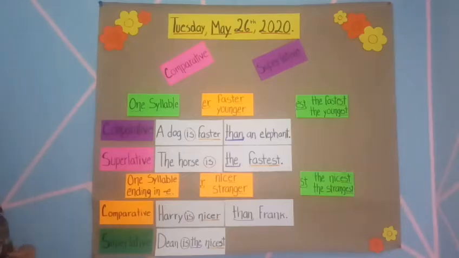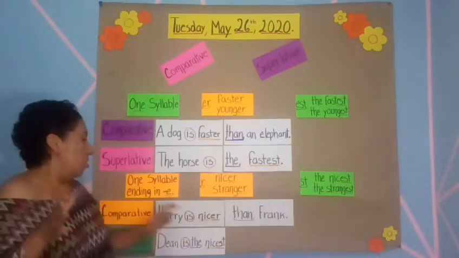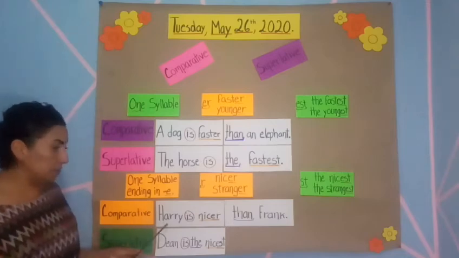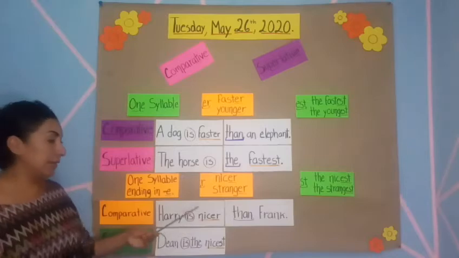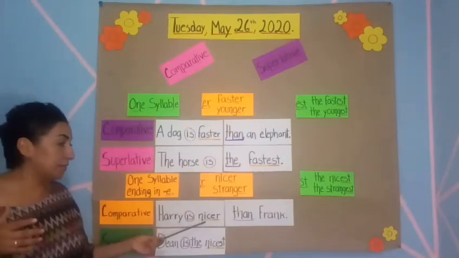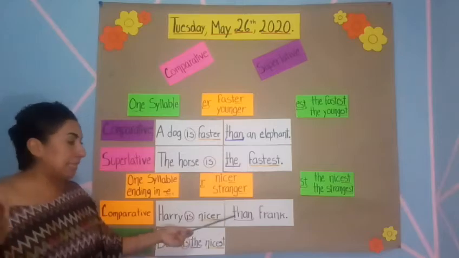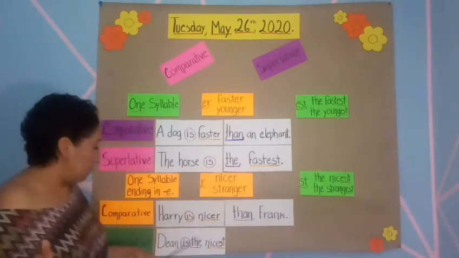Now, we have two different sentences in the comparative and superlative form. Harry is nicer than Frank. We have at the beginning the noun that is Harry. We have is, that is the verb to be in present. Later we are going to use the adjective plus er that changes to nicer. And don't forget than, because it's very important. And last one, we have the noun.